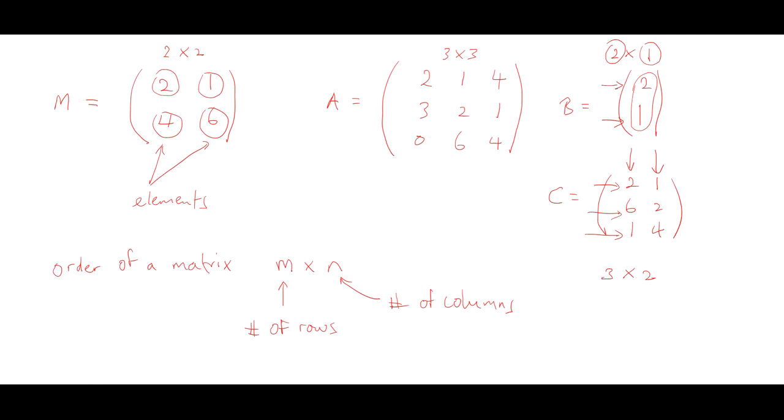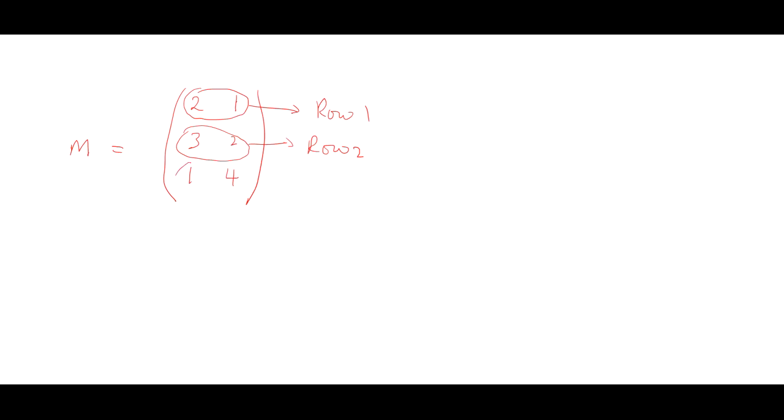All right. Now, let me just talk a little bit about rows and columns, because this is very important. Let's say we have 2, 1, 3, 2, 1, 4, and this is a matrix, and we're calling this matrix M. Now, this is row 1. Pay attention to this, row 1. This is row 2, and this is row 3.